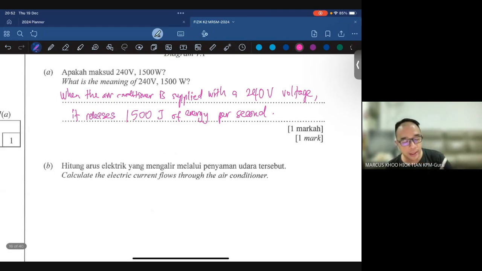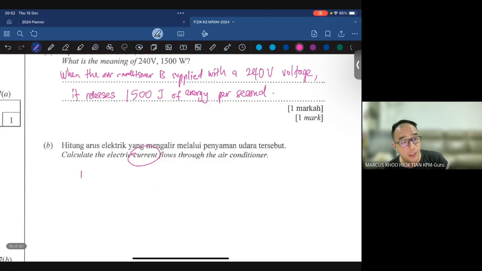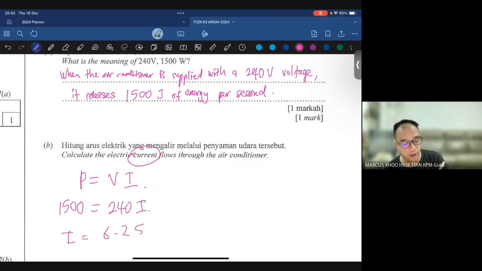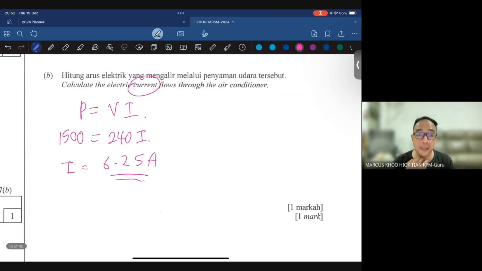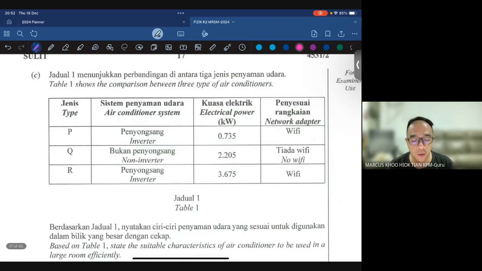Calculate the electrical current. If you notice here, you're given the voltage and you're given the power. The formula is P equals VI. Power is 1500, V is 240. You can calculate I is 6.25 amperes. I think this is a very simple calculation, there's nothing much to it. 6.25 amperes.